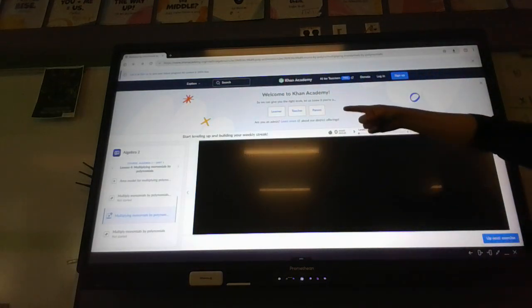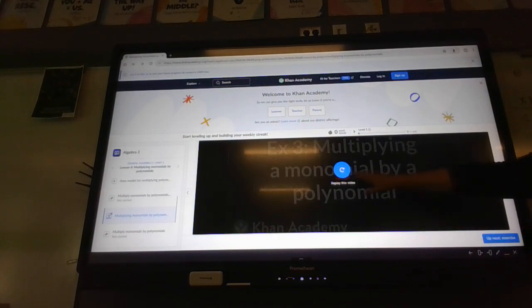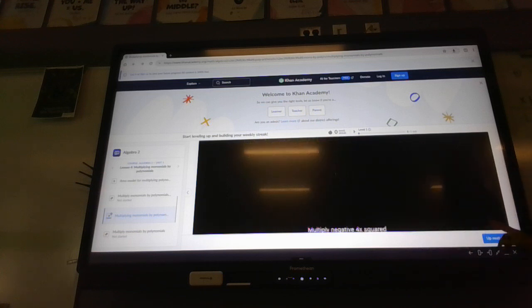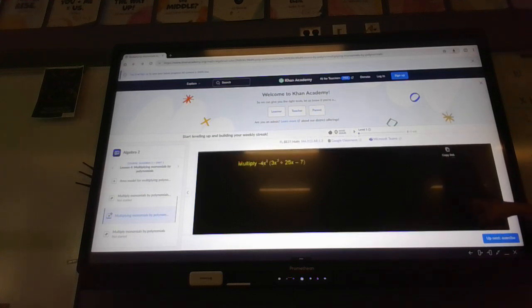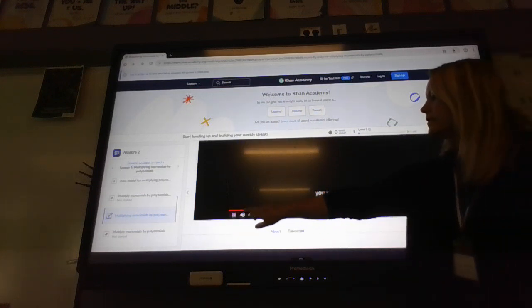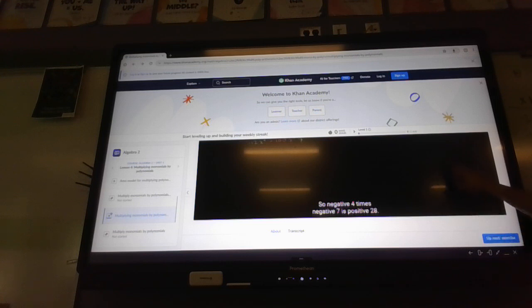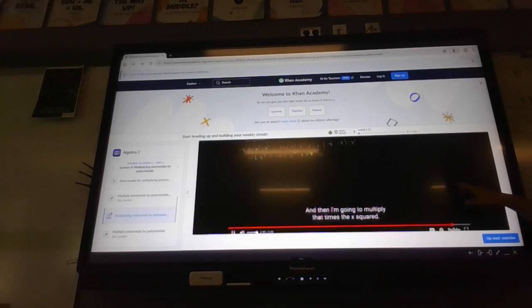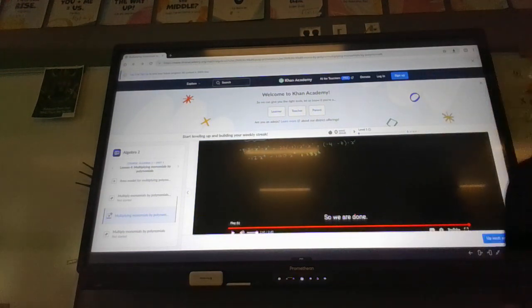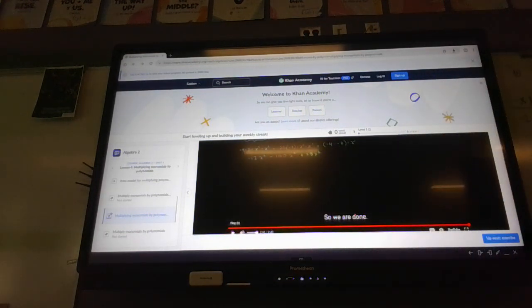Right, the number 2 is still there on the board, division. But I will fast forward this in case you need to see the end. Multiply negative 4x squared by the whole expression, 3x squared plus 25x minus 7. If you multiply anything times the whole expression, you really just use the distributive property. Positive 28, and then I'm going to multiply that times the x squared. We are done. Okay, negative 12x to the 4th minus 100x to the 3rd plus 28x squared.